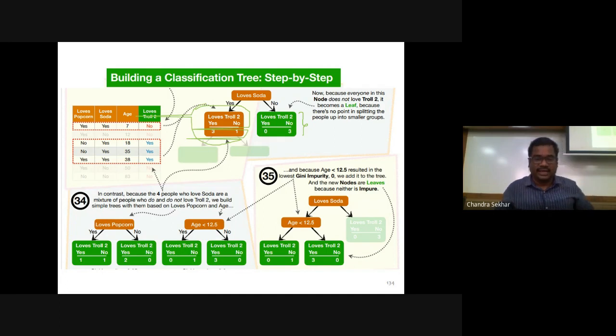I want to replace this particular node with age. Now see, for loves popcorn, no issues, because it is already highly impure. Now see, is it possible to use age? Yes, I can choose age. So loves soda doesn't have any problem, I can proceed. Now I am taking the help of age. Now I can choose the values. Assume that I have selected age less than 12.5.